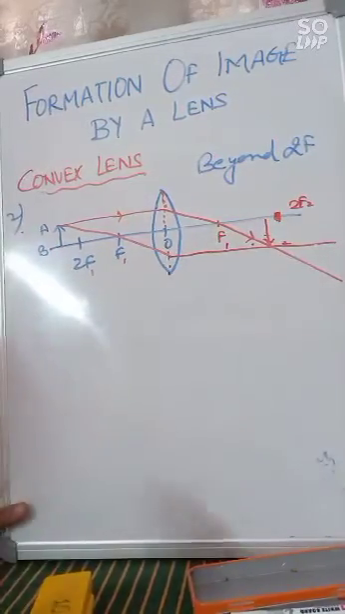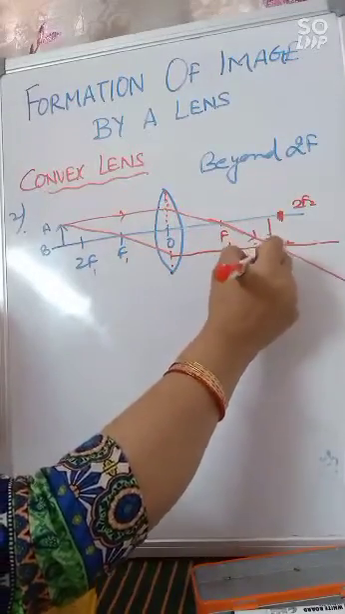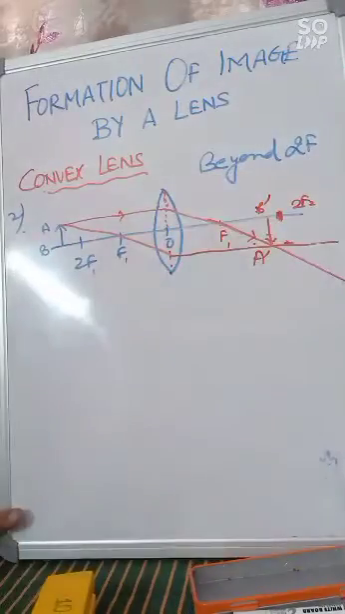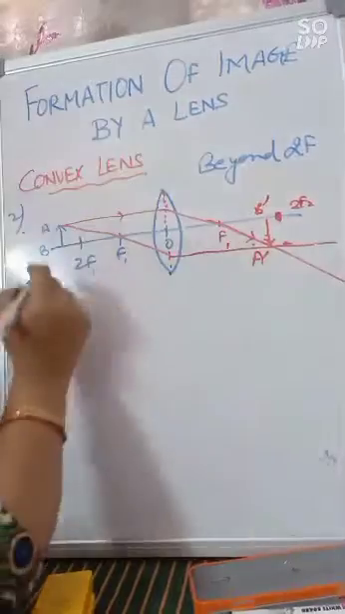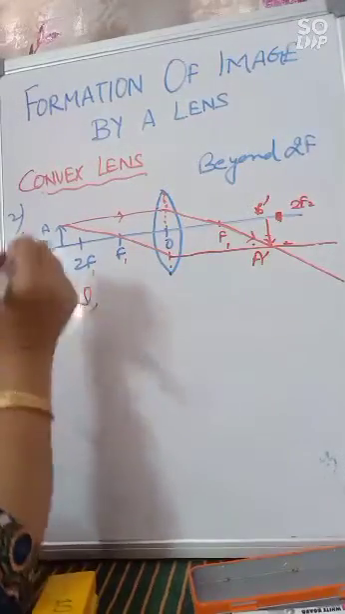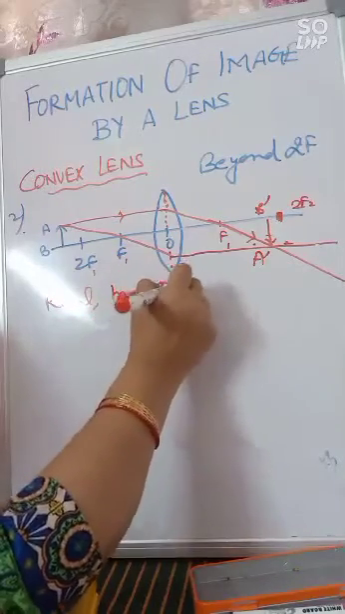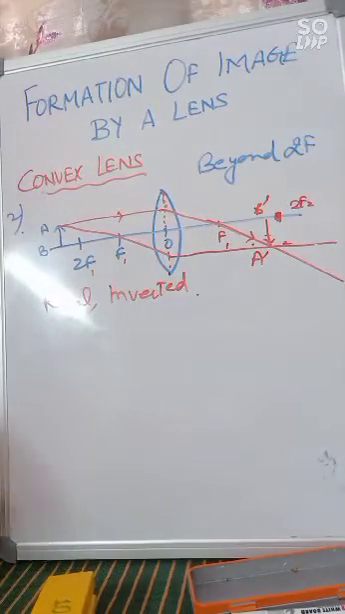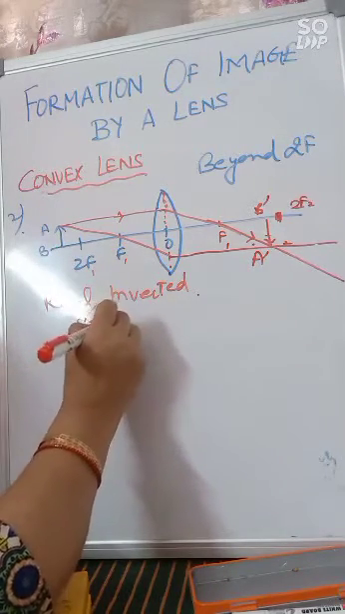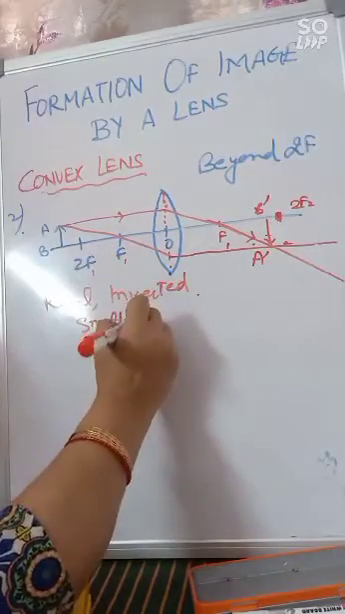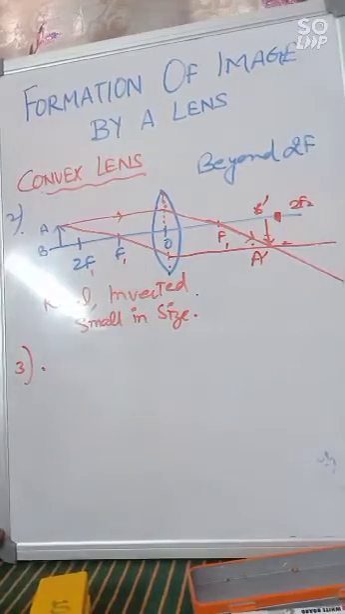For you people, it seems that this is a bigger one, but actually you will be getting a small image, okay? Because it's again on the other side, it is your real image. It is inverted because real, inverted. And what next? It is going to be small in size, or you can say it will be diminished, okay? Small in size.